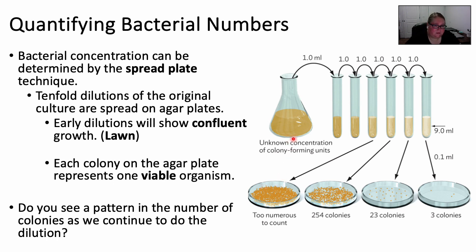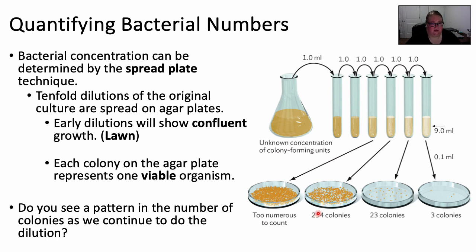So we're going to plate a little bit of our media from each of these dilutions. Maybe we went from our lawn to a petri dish that has 254 colonies. Then we do the dilution again, and the next one has 23 colonies in it. We do the dilution again, and maybe we get 3. Are you starting to see the pattern in the math here? If we use tenfold dilutions, we are going to get somewhere around a tenth less colonies on the plate.